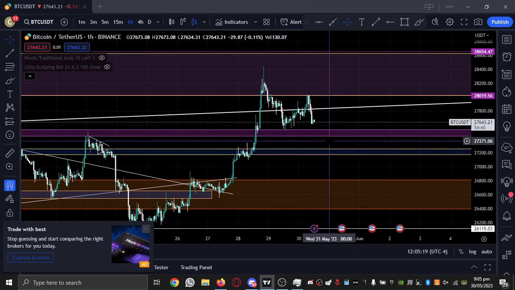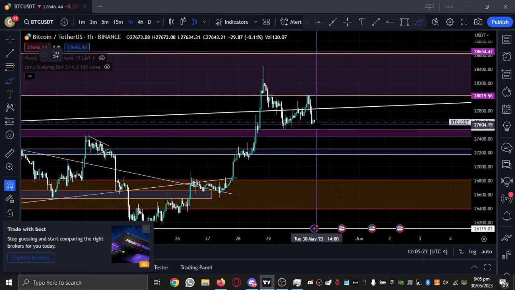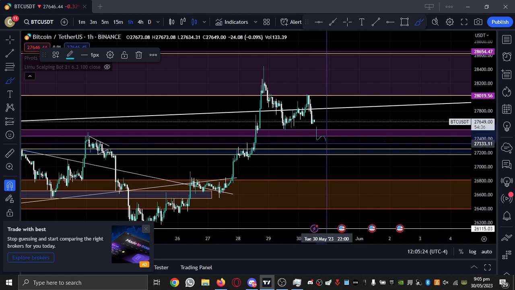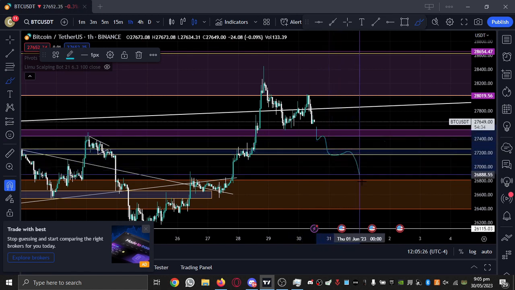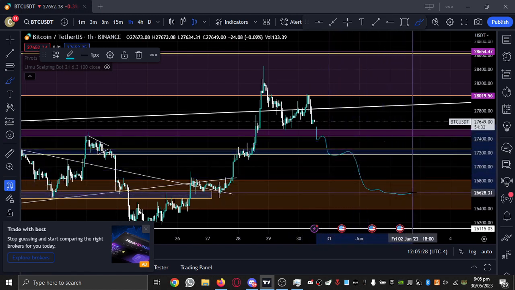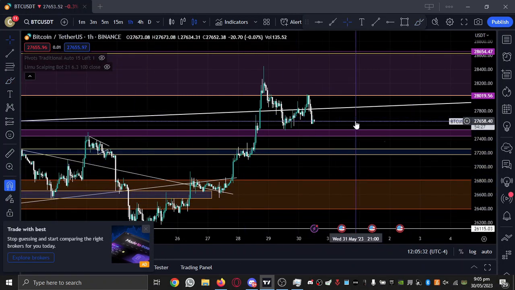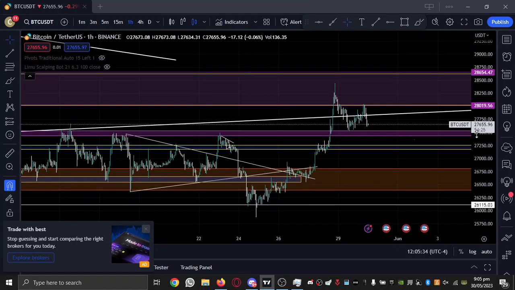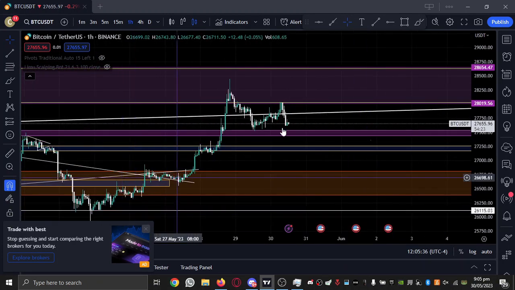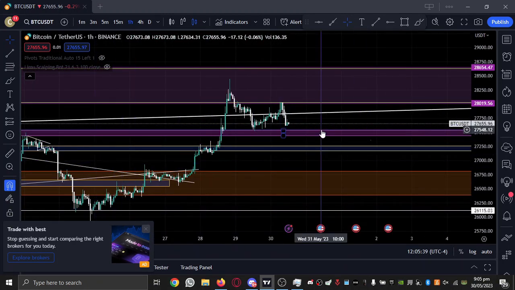If this level breaks and somehow retests, you could TP here and definitely TP around here as well, depending upon what type of trade you take. And yeah, so basically hourly is bullish as well. You can draw multiple trend lines in order to associate it with the bullish momentum that it is going through.